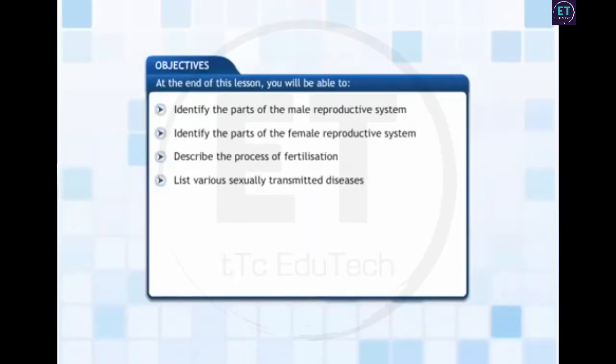This lesson describes the male and the female reproductive system in animals, specifically in human beings. It also explains the process of reproduction and the importance of reproductive health.